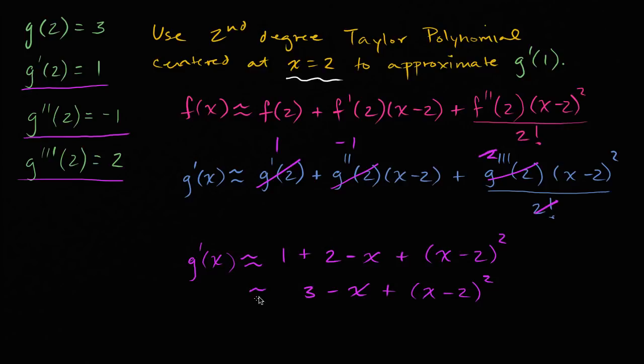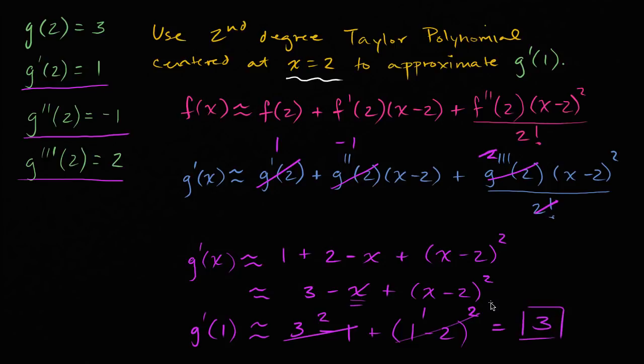And now I can evaluate it. So if I want to approximate g prime of 1, I could say g prime of 1 is going to be approximately equal to, wherever I see the x's here, I put in a 1 there. So it's going to be 3 minus 1 plus 1 minus 2 squared. Well, this is going to be 2. And then 1 minus 2 is a negative 1, but then if I square it, I get a positive 1. So this whole thing is 1. So 2 plus 1 is equal to 3.